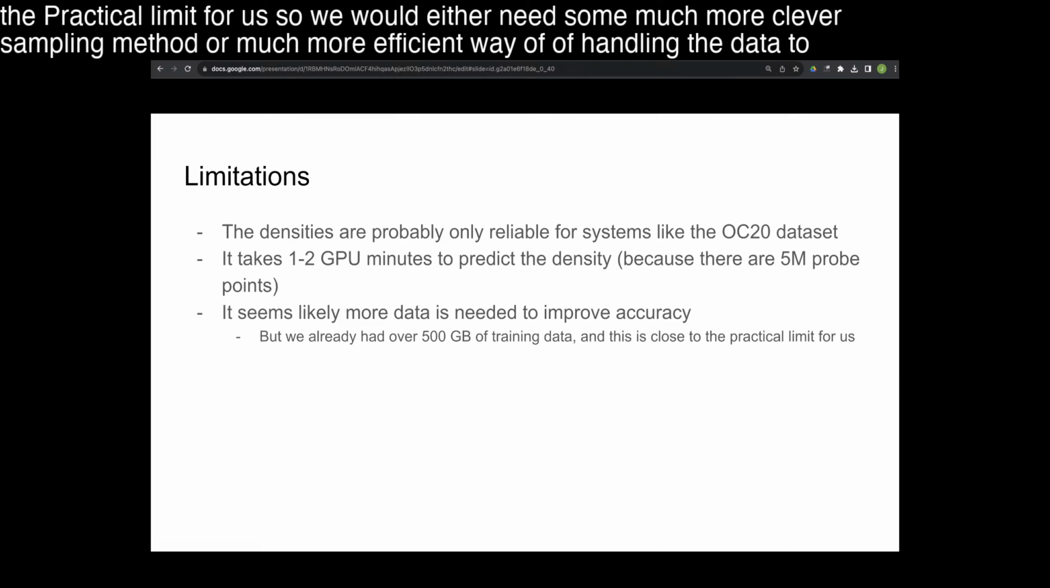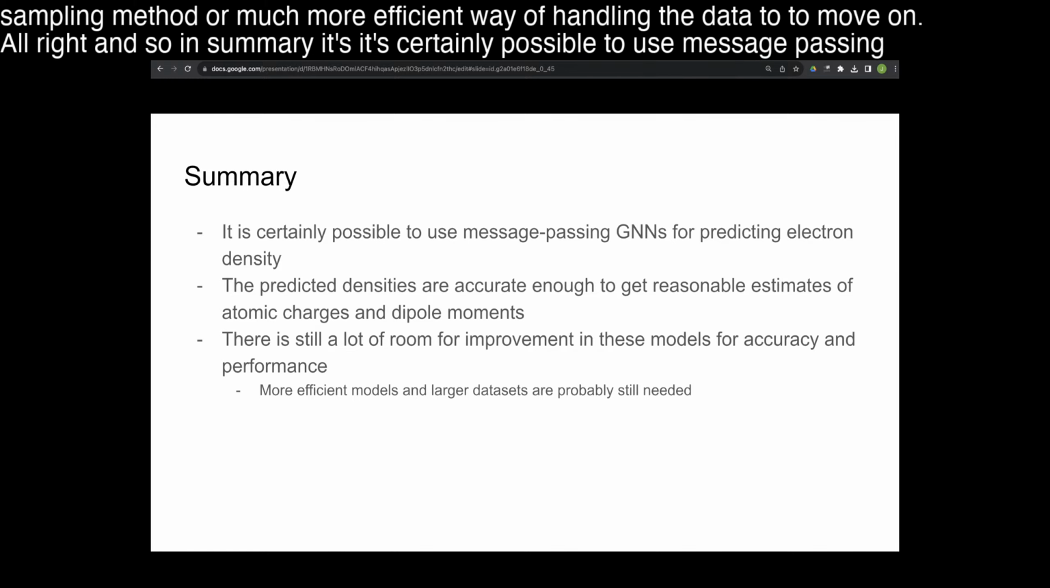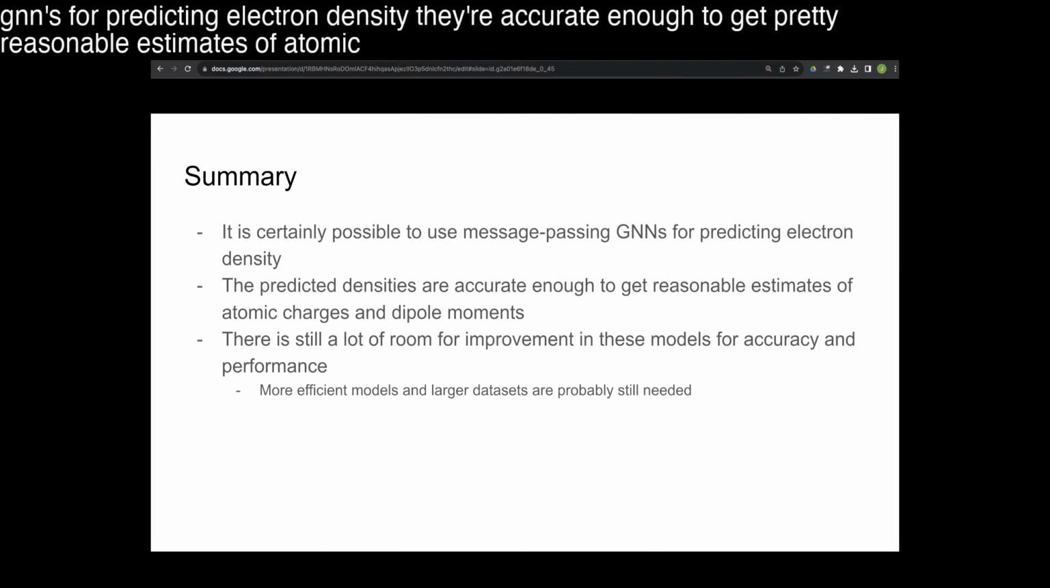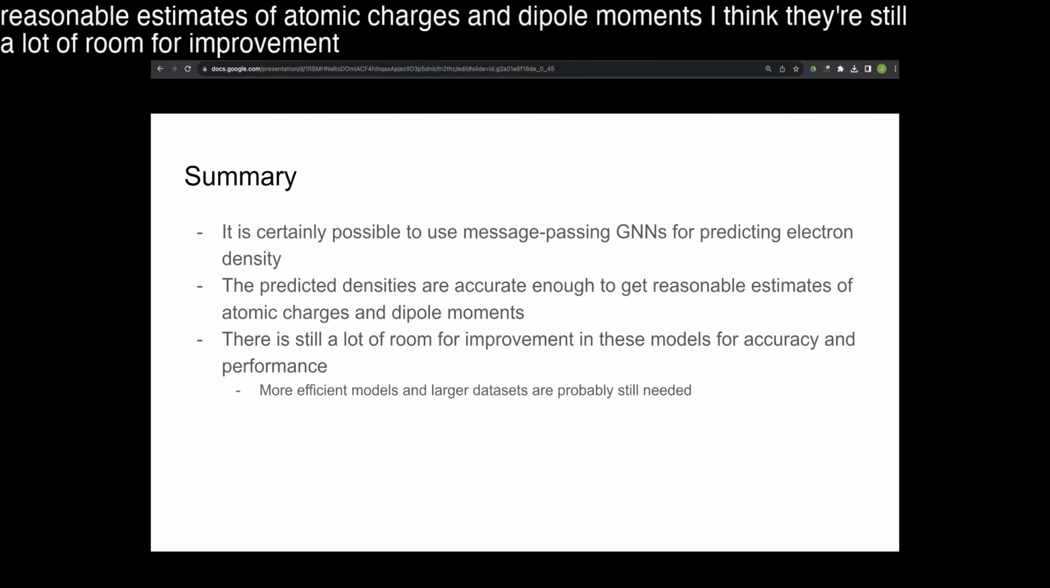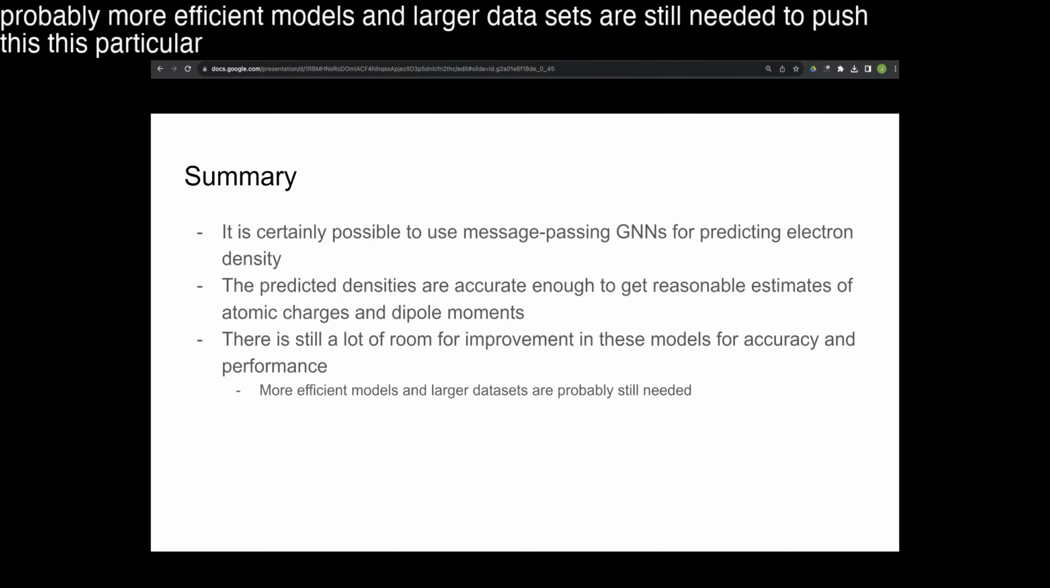All right, and so in summary, it's certainly possible to use message passing GNNs for predicting electron density. They're accurate enough to get pretty reasonable estimates of atomic charges and dipole moments. I think there's still a lot of room for improvement in the models for the accuracy and performance, and probably more efficient models and larger data sets are still needed to push this particular approach forward. So that's it in a nutshell.